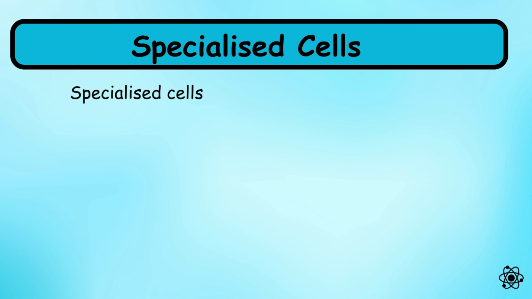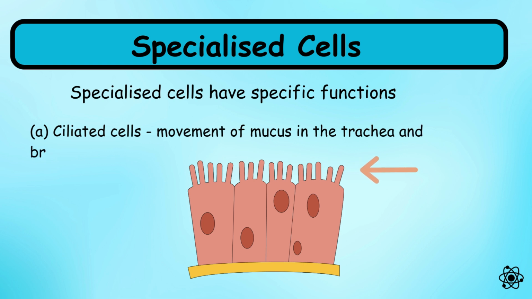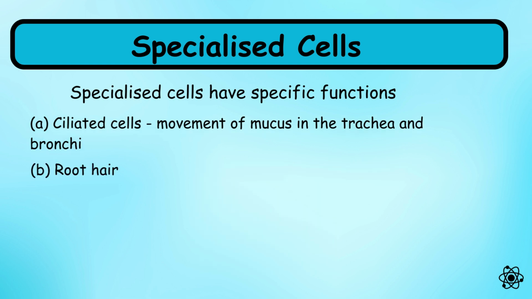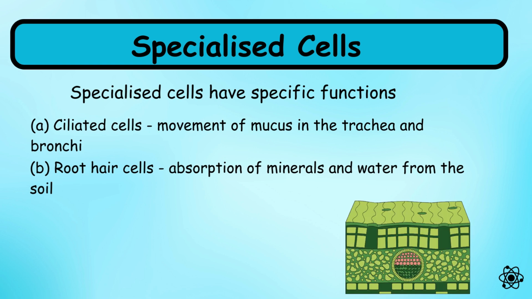In addition to the basic cell, an organism has specialized cells which have specific functions. Ciliated cells have cilia or hair-like structures which allow the movement of mucus in the trachea and bronchi. Cilia sweep mucus up the passages towards the nose and throat where it can be removed. Root hair cells are present in the roots of plants and they help in the absorption of minerals and water from the soil. Palisade mesophyll cells are present in the leaves. They contain chloroplasts that help in photosynthesis.